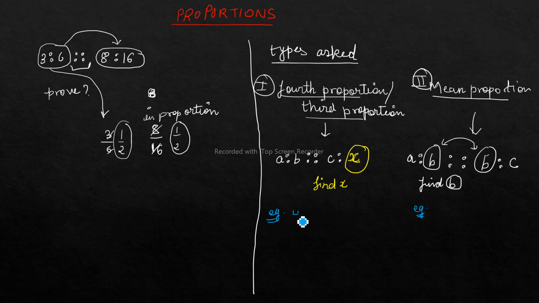If I say 4 ratio 6 is in proportion with 12 ratio x, you have to find x. How do you find it? It's very simple. 4 ratio 6 is equal to 12 by x. Now cancel whatever gets cancelled. So here I get 3 and 4.